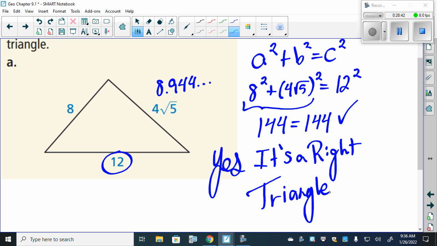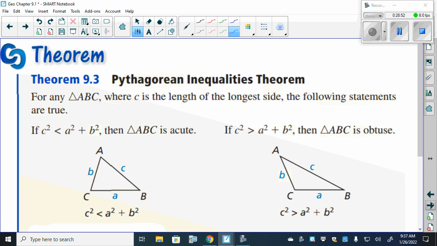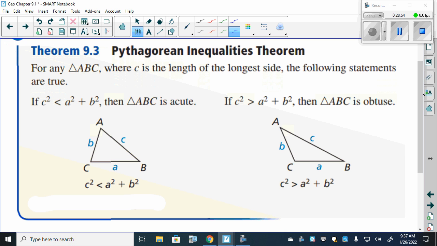So that's the last type of that. Any other questions on these here? Figuring out if it is a right triangle. If we feel good with those, the last thing we're going to talk about is the Pythagorean inequalities theorem.